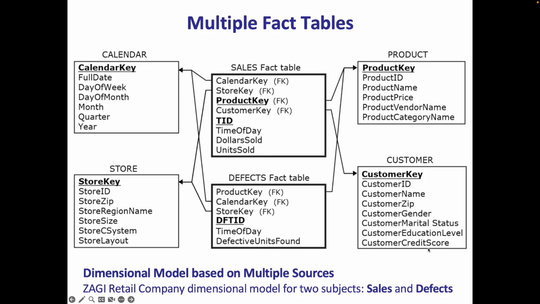They shouldn't share all the dimensions though. Maybe some of them. For example here, they share calendar, store, and product, but customer is only related to the sales fact table. For example, defects is not related to customers. We want to see what are the defects, for example, for the products.